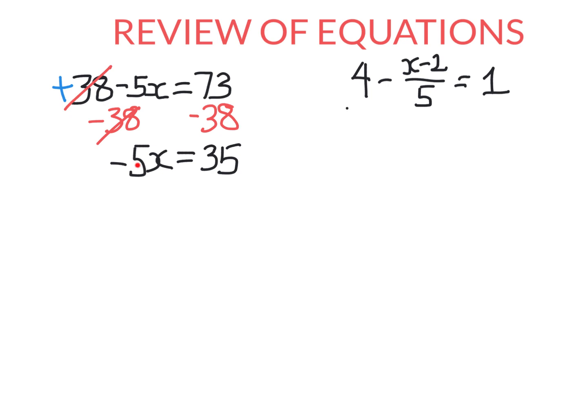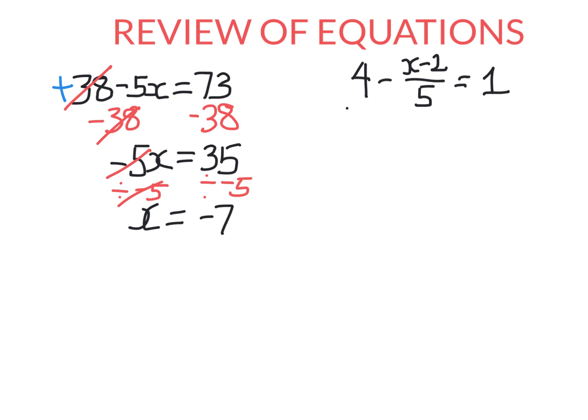Again, this is a negative 5, not a 5 in front of x. So the way you undo timesing by negative 5 is to divide by negative 5. Again, what you do to one side, you must do to the other. So timesing negative 5, divide negative 5, cancel each other out. I'm left with x equals 35 divided by negative 5 is negative 7. So this is the solution.